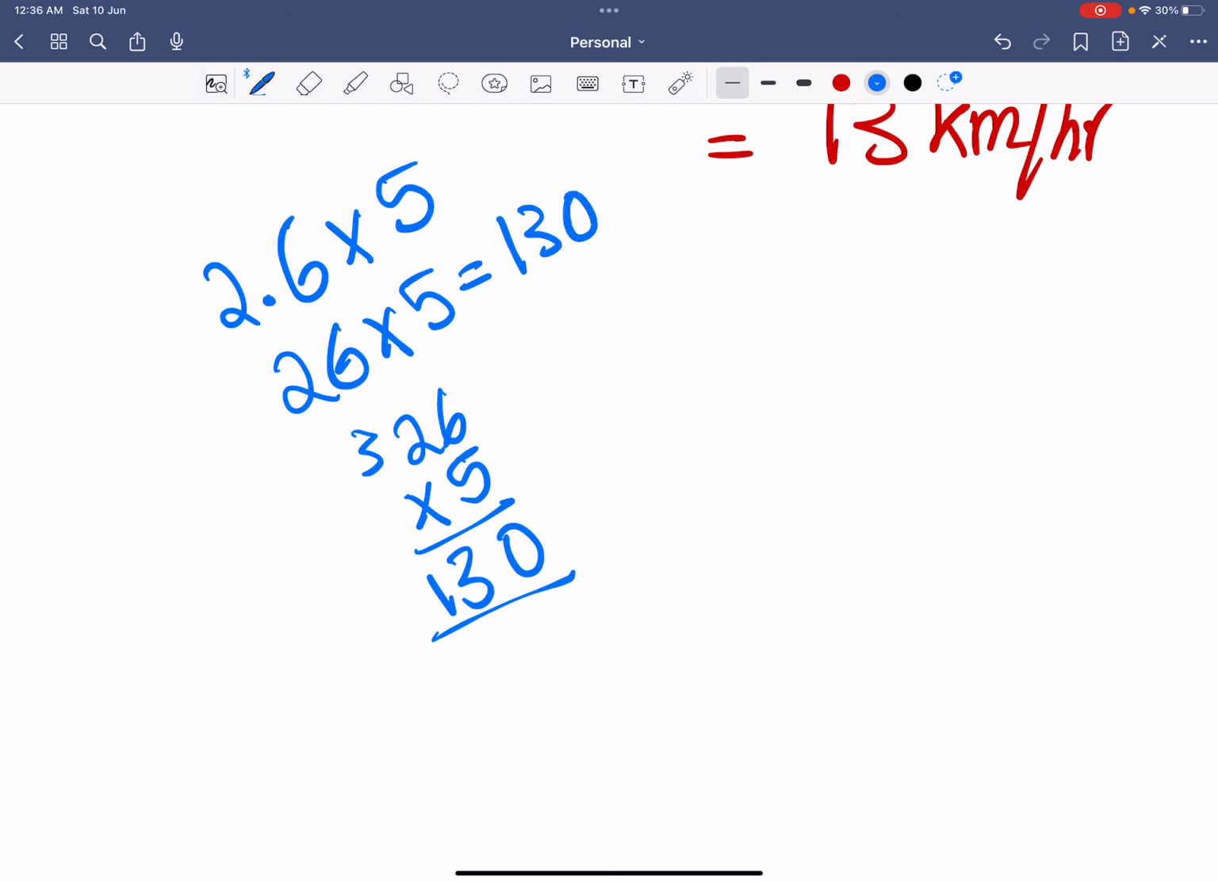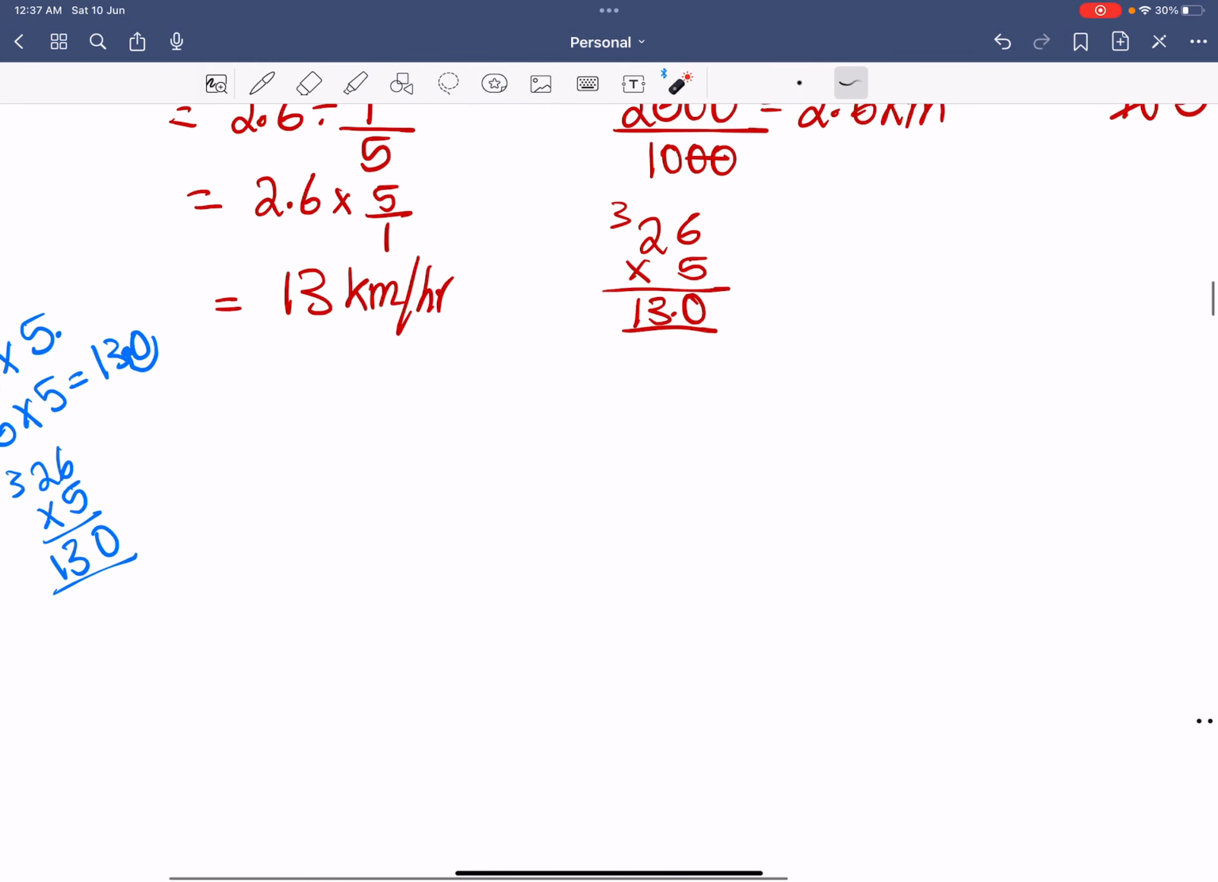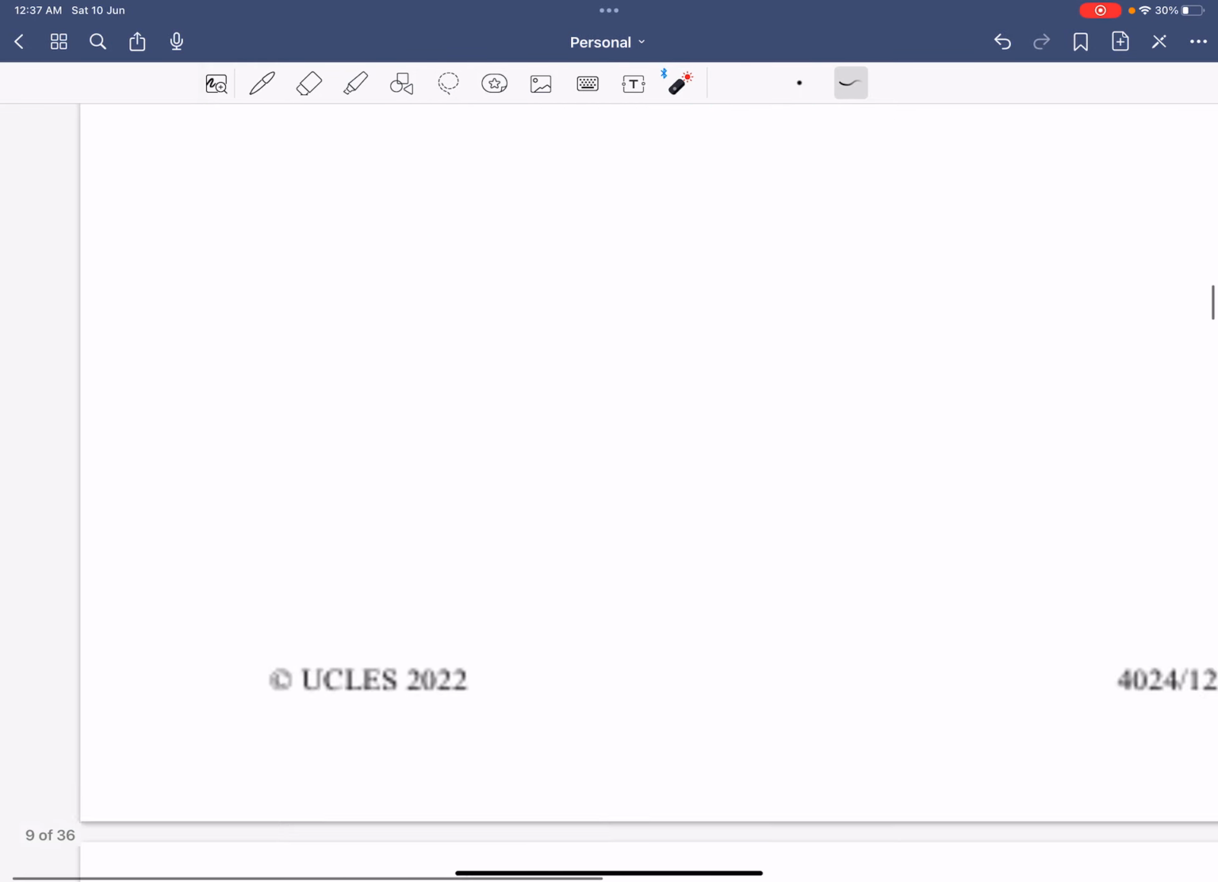Now I'll count the decimal places from the right. How many decimal places does this have? This has 0 decimal places. This has 1 decimal place. So I'll also shift the answer by 1 decimal place and this will be my new answer, which is 13.0. So your answer will be 13 kilometers per hour.